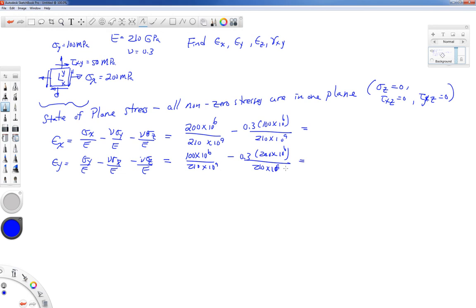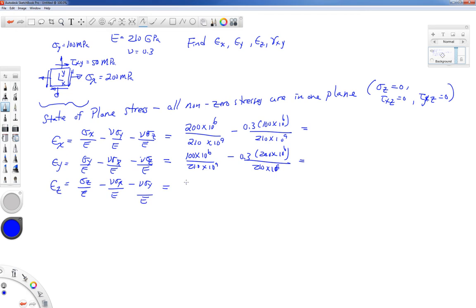Now sometimes I see people leave off the strain in the z direction. You do have strain in the z direction even though the stress is 0 in a state of plane stress. The thickness of the plate or the thickness of the material can change because of the Poisson contractions in the material. So let's go ahead and write down epsilon z. In general, it's sigma z over E minus nu sigma x over E minus nu sigma y over E.